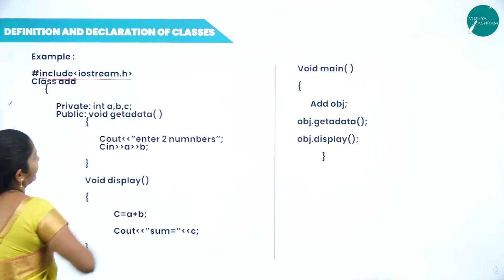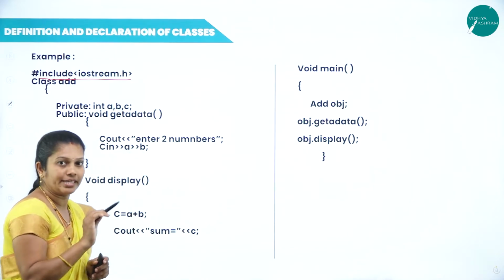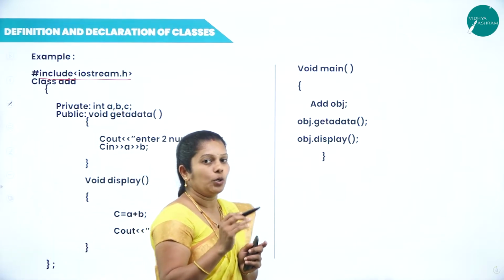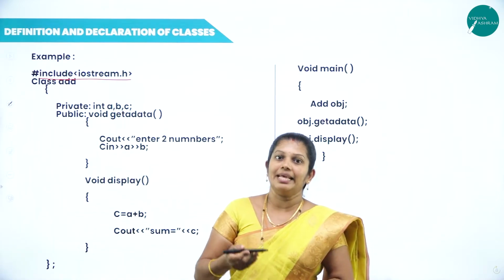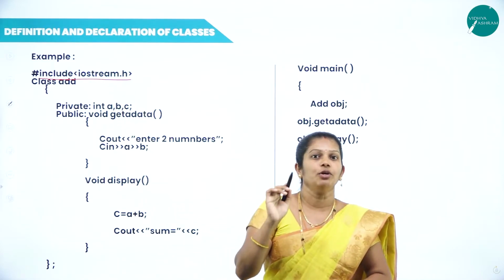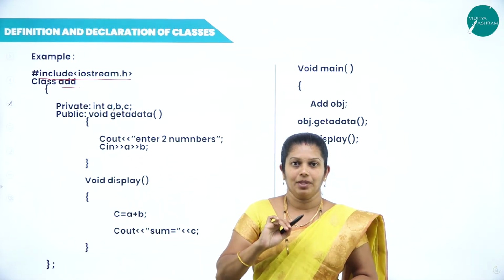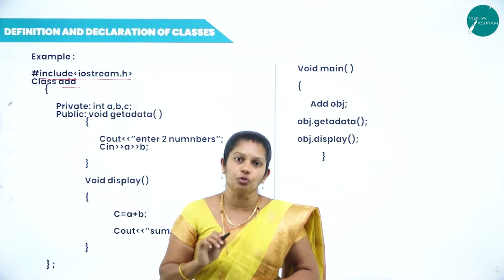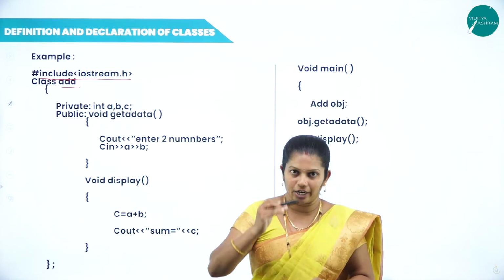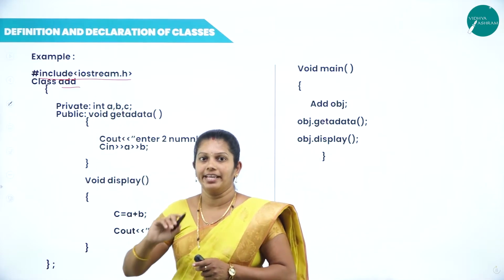Consider first we are declaring #include iostream.h. iostream stands for input output stream. In the program, when we are using input operations like cin as well as cout, the supporting header file is iostream.h. Next, the class name is add, because I want to perform addition of 2 numbers. Consider my agenda is to find the addition of 2 numbers. I have to write one program by using the class concept. At that time, the class name we give is add.